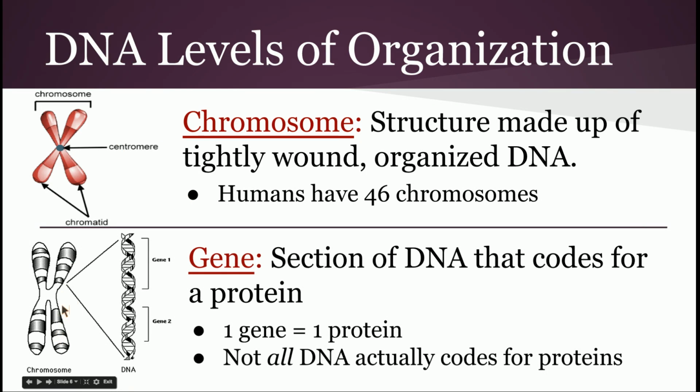In your chromosomes, there are regions of DNA sequences known as genes. These are pieces of DNA that contain the directions for how to make a protein. One gene equals one protein. So every gene has the directions for making a single protein. The number of genes depends, not always, but typically on the size of the chromosome. But chromosomes contain hundreds, if not thousands, of genes. So there's lots of genes on every chromosome. But remember, not all of the DNA in a chromosome is actually going to code for proteins.